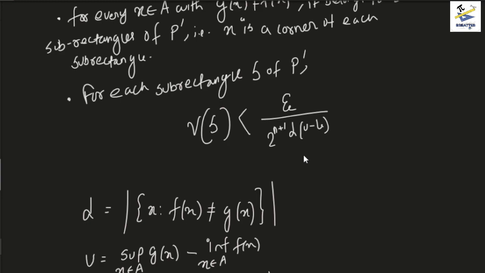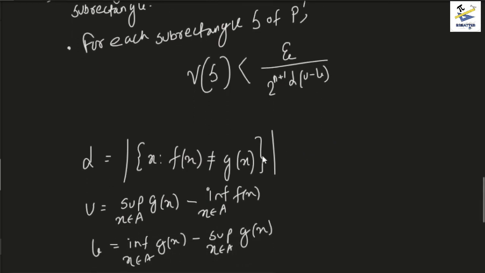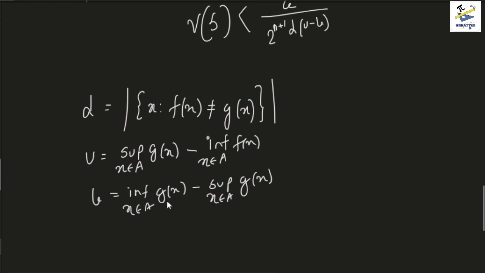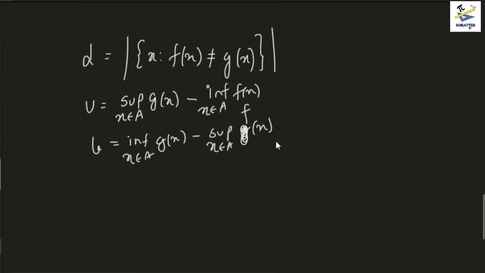And we are also dividing by d of u minus l, where u is basically the supremum of g of x minus the infimum of f of x, where l is the infimum of g of x minus the supremum of f of x. So okay, this should be f of x, obviously. So this is what we have in mind. Now for that, what we have here is this.